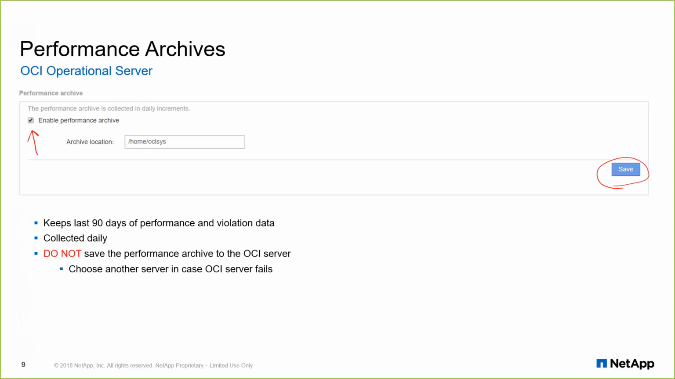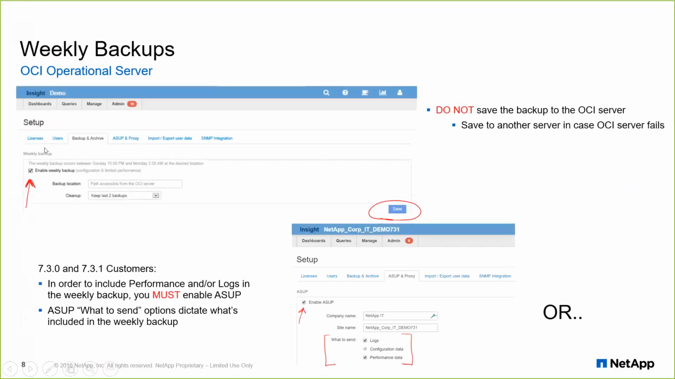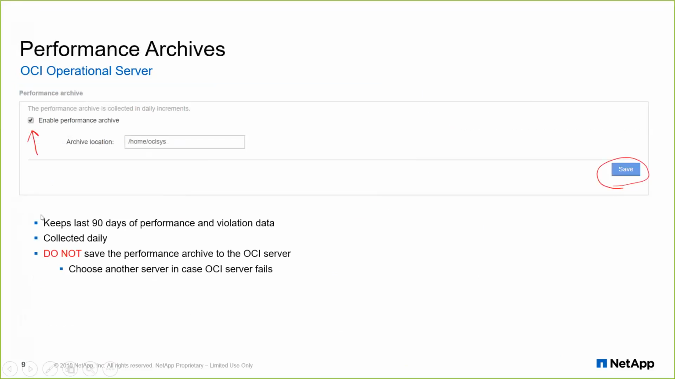Now, the performance archive sits right below the backup that you saw on this previous screen. So your weekly backup, and right under this, and I can show you this in a demo if you'd like to see it, is this performance archive. Same thing as before, just check the box, choose the location, and hit save. And as usual, please store this somewhere where we can recover this in the event of a disaster.